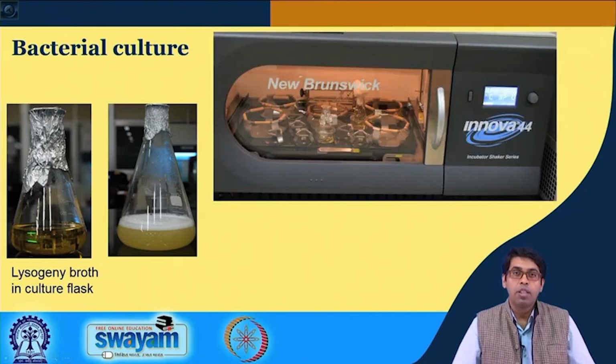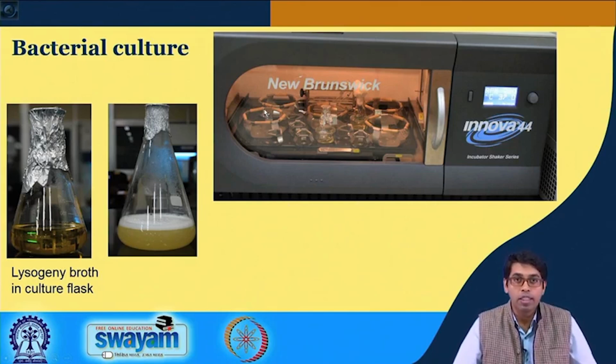This is a typical growth chamber which we use to grow our bacteria. You can see these holders where these flasks can be immobilized, and then this whole platform shakes at a particular rate. It can be set at 150 to 250 rotations per minute, and then the temperature of this chamber can also be set anything between 10 degrees centigrade to 37 degrees centigrade.